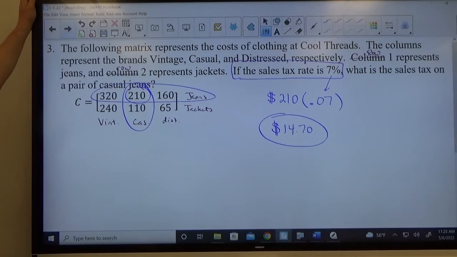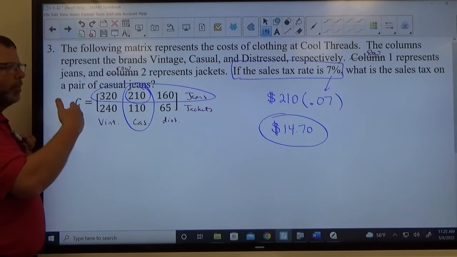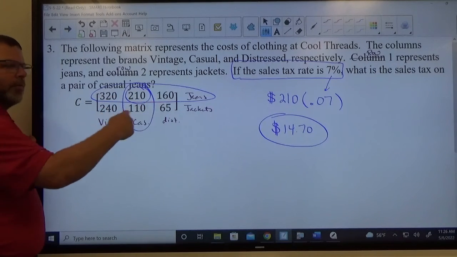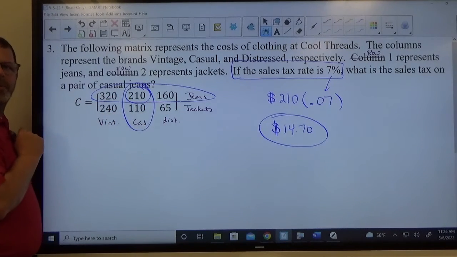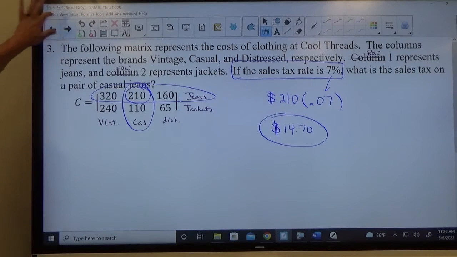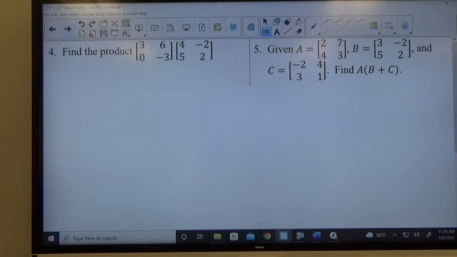The only thing I could do beyond that would be to ask what would give me a matrix of the sales tax of all these. So 0.07 times everything, and just give me a matrix in the same setup. I might do something like that, but that'd be the most challenging thing I do there. Everybody comfortable? All right. Numbers 4 and 5.